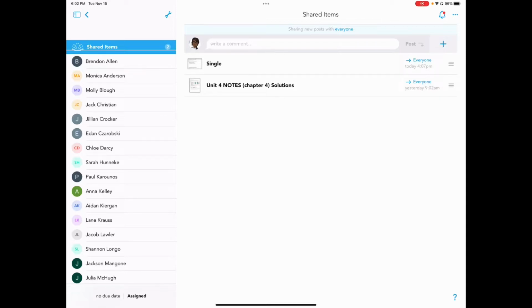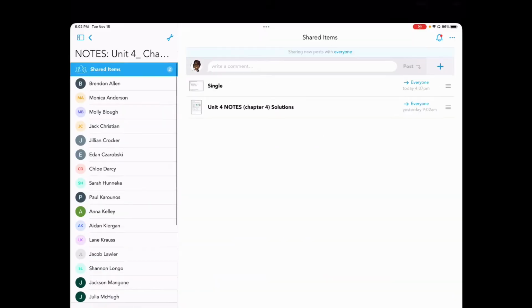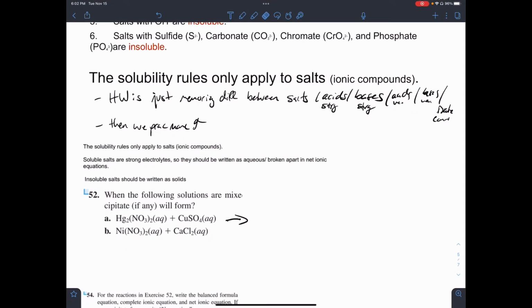I have added a single image of some practice problems in the Show Me folder. Feel free to add that to your notes. It will give us a preview of what tonight's homework is like, so we can try it together.